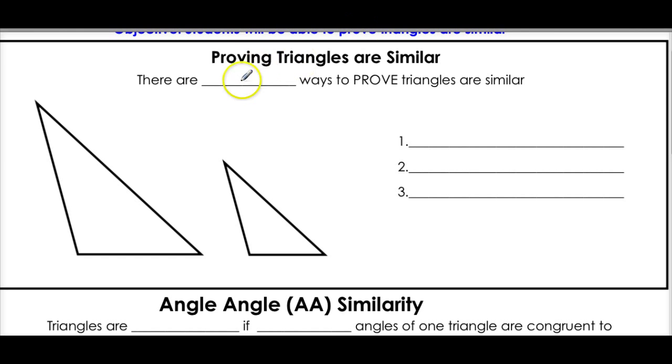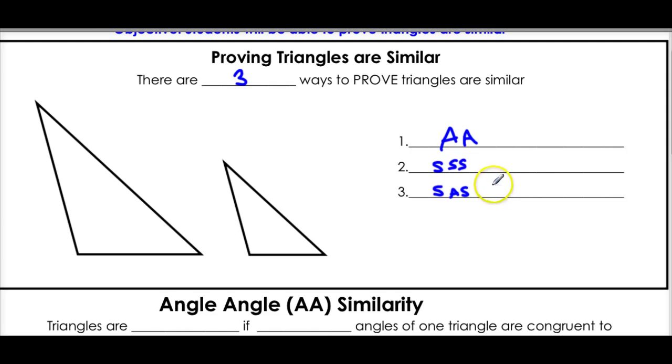But guess what? There are only 3 ways to prove that triangles are similar, which is good for you because that means it's just a little bit easier, huh? The 3 ways are this. 1, we can do angle-angle, or AA. So if we know that 2 angles are congruent in 2 different triangles, then they are similar. Then we could do side-side-side. So if 3 sides are proportional in 2 different triangles, then we know they're similar.